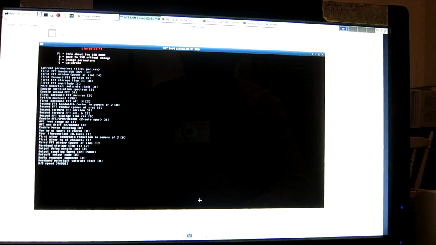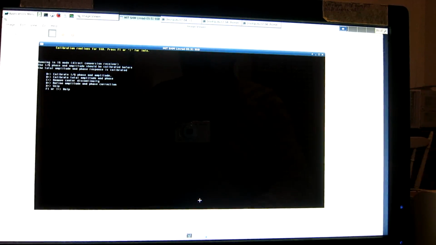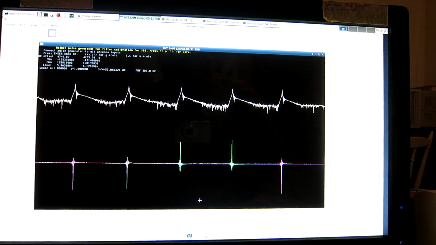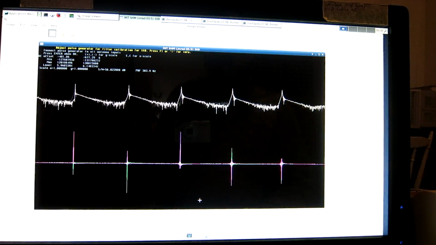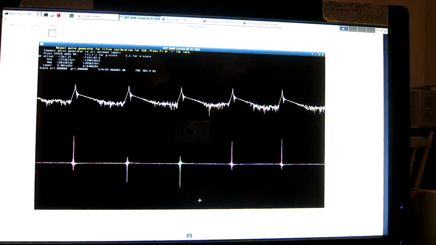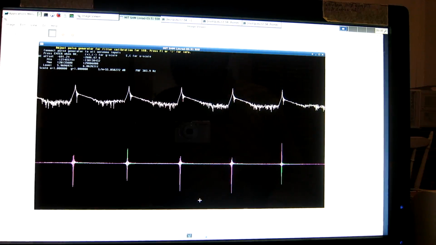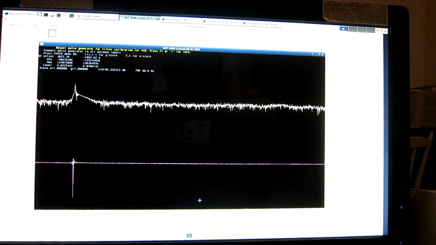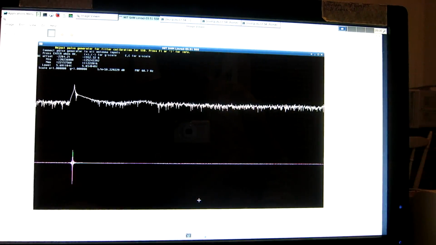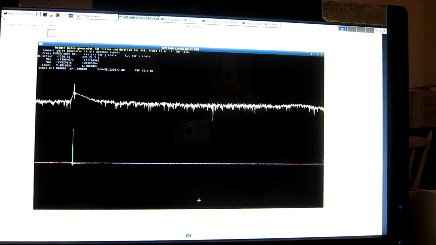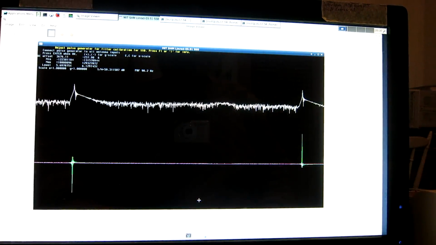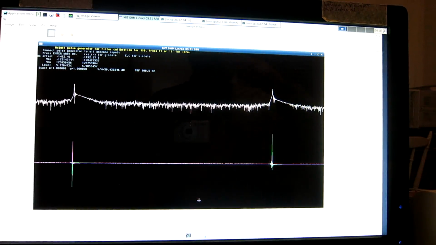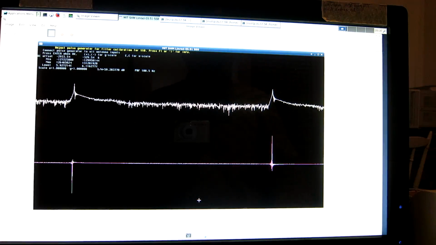X, calibrate, B, and I make the pulse repetition frequency. We had 380 Hertz. Let's make it 100 Hertz about. Here. Press enter.